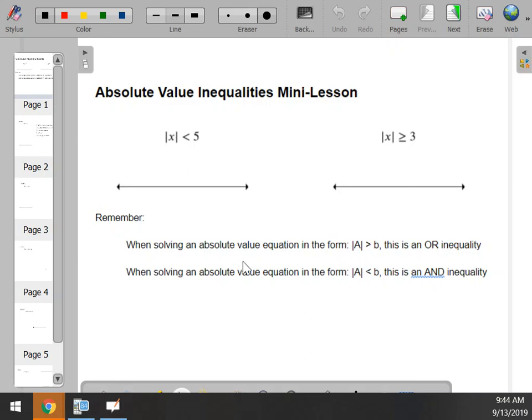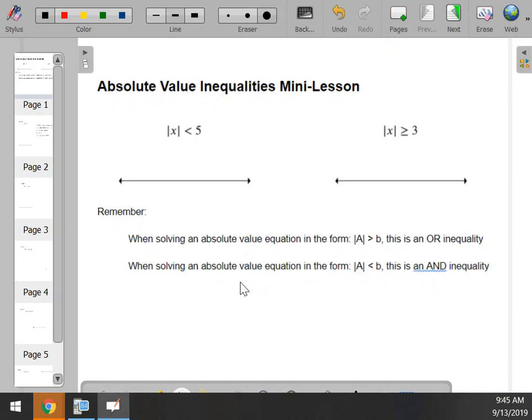Hello, ladies and gentlemen. We're going to do a little absolute values with inequalities, which kind of combines solving inequalities with compound inequalities and graphing them. So it's kind of everything. Let's talk about just some basic conceptual ideas here.